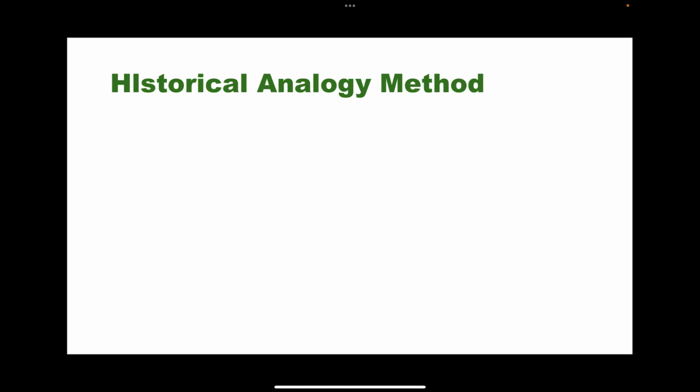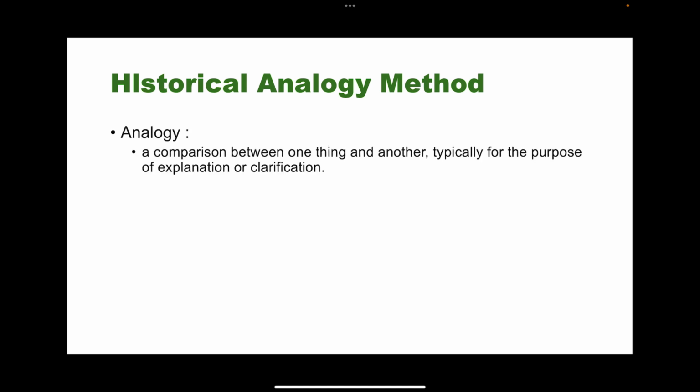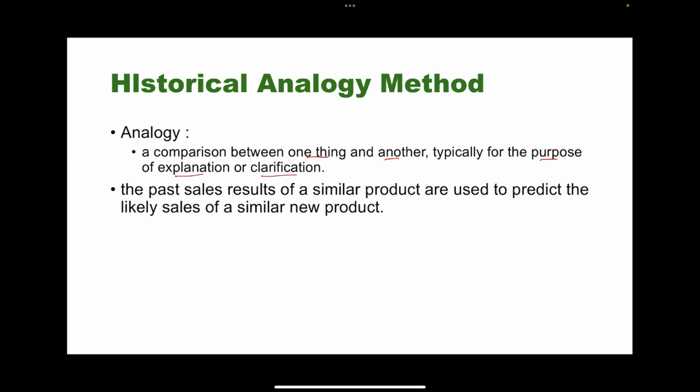So next one is the historical analogy method. Analogy means a comparison between one thing and another, typically for the purpose of explanation or classification. In this method, the past sales results of a similar product are used to predict the likely sales of a similar new product. Okay, that means earlier when we introduced that product, it had a demand of maybe some fixed quantity like 1,000 units. Then based upon that, we are trying to predict the future.